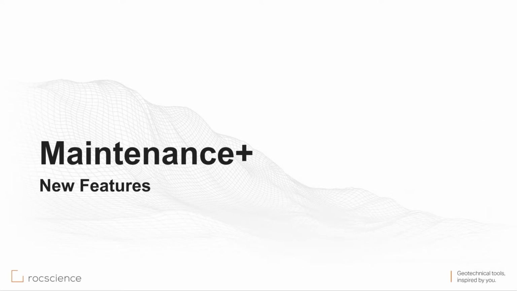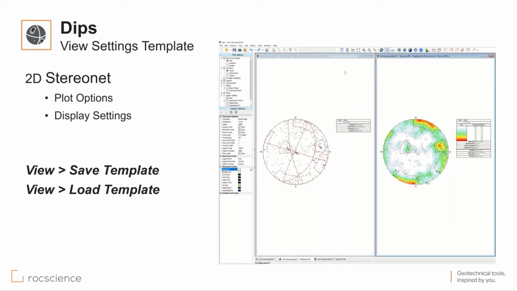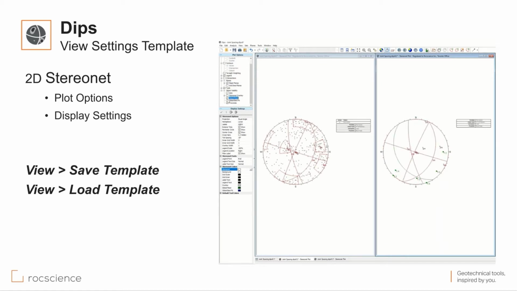Now let me turn your attention to some new DIPS features since the introduction of Maintenance Plus. The View Settings template feature allows you to quickly save and load visual settings for the 2D StereoNet plots. In any 2D StereoNet view, you have these plot options and display settings in the sidebar, which allow for visual customizations to the plot, such as what to show and what not to show, colors, fonts, etc.